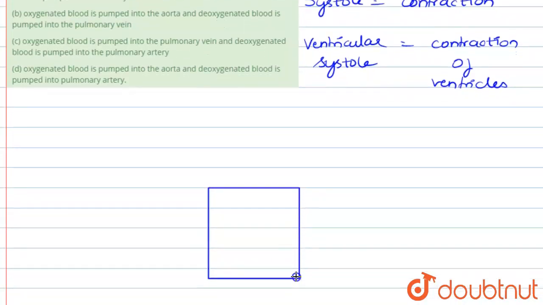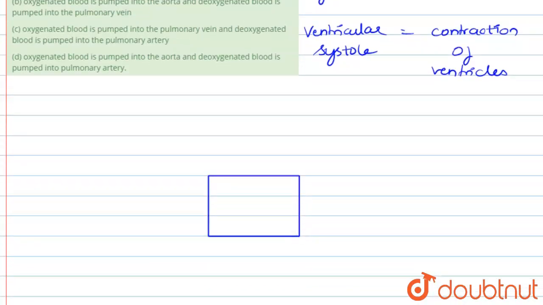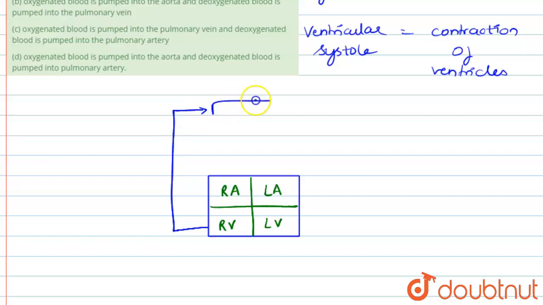If we try to draw a diagram of the human heart using a schematic diagram, it will be somewhat like this. Suppose these are the 4 chambers of the human heart: the right auricle, right ventricle, left auricle and left ventricle. Now in the human heart, double circulation takes place. Double circulation means the blood passes through the heart twice per cycle. The deoxygenated blood from the right auricle passes to the right ventricle, and when the right ventricle contracts, the deoxygenated blood is passed on to the lungs.